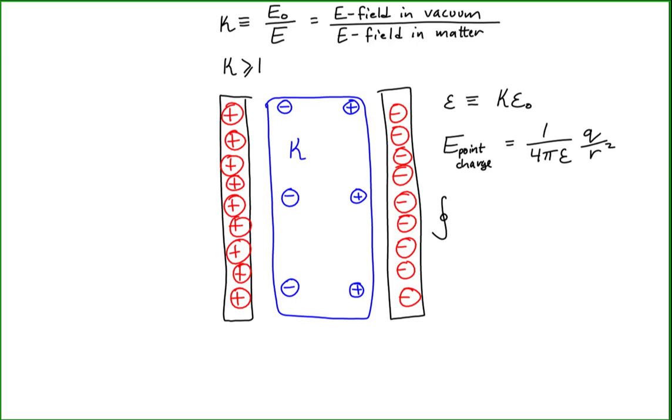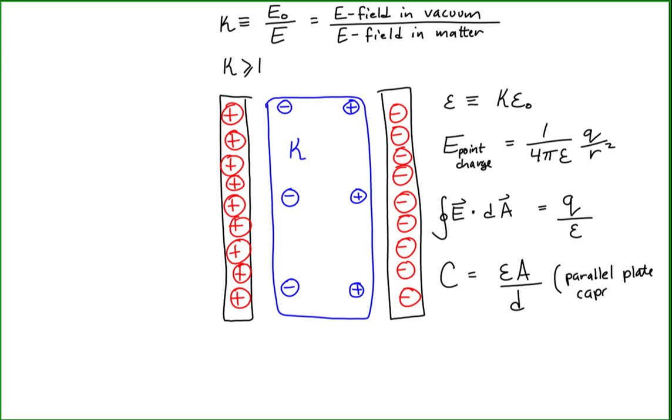Gauss's law, which describes the electric flux through a closed surface, is written as the surface integral of the electric field is equal to the charge over epsilon. And the capacitance of a parallel plate capacitor is equal to the permittivity constant times the area of the capacitor divided by the distance. Each one of these formulas must use the permittivity constant that includes the dielectric constant. As long as we make that replacement, we can use everything that we've learned before.